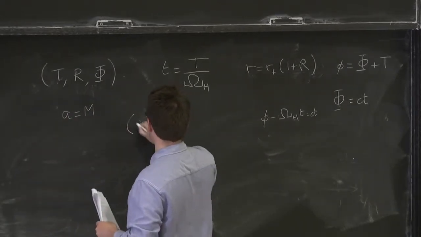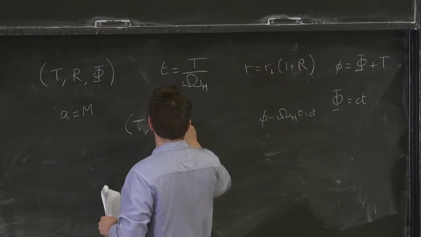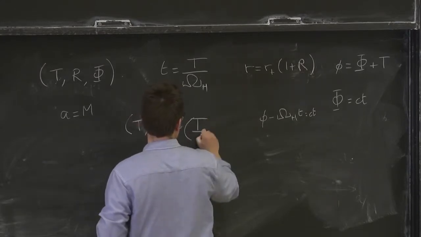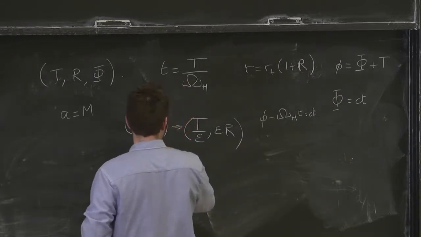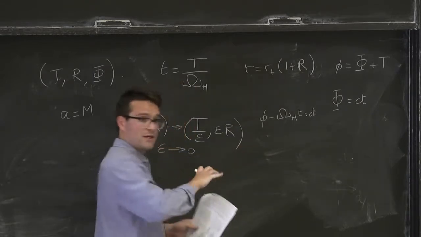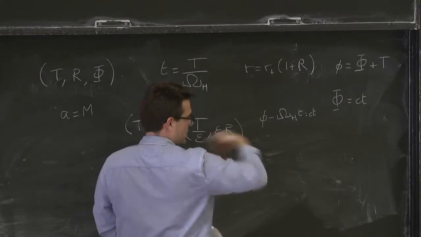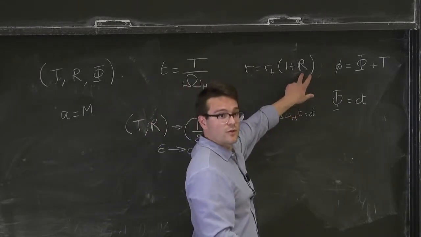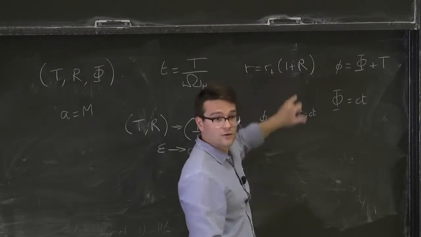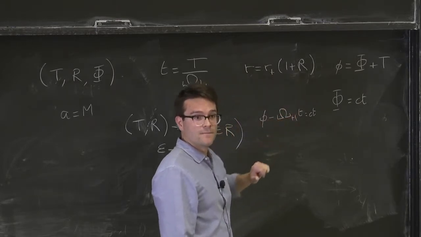So to zoom in, we take T and R. We rescale them to T over epsilon, epsilon R. And then we take epsilon to 0. So this is like performing a dilation onto the horizon because you're taking R to be smaller and smaller and smaller. And when big R gets smaller and smaller and smaller, you're getting closer and closer to the horizon. OK?